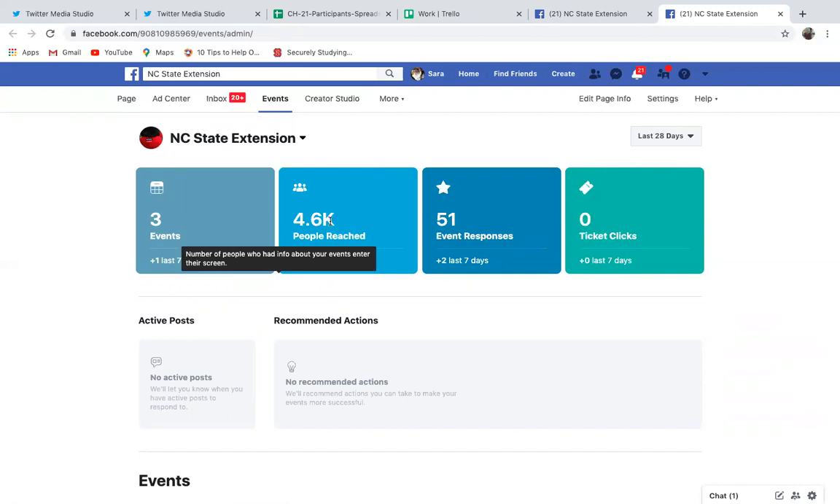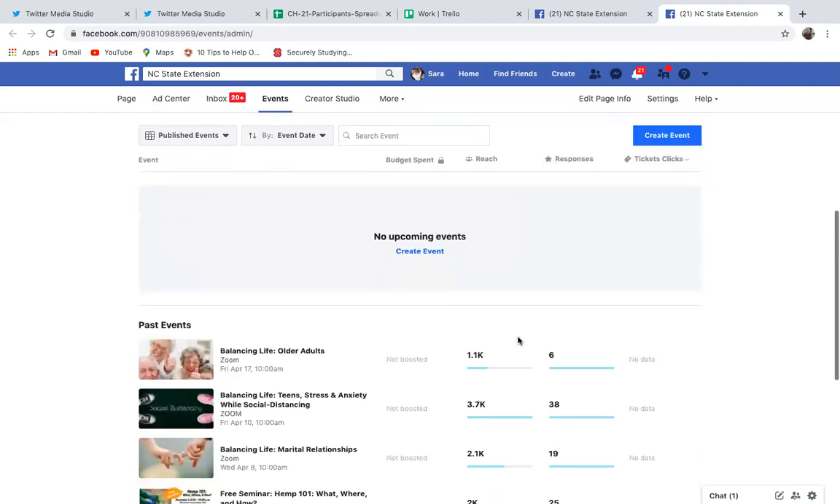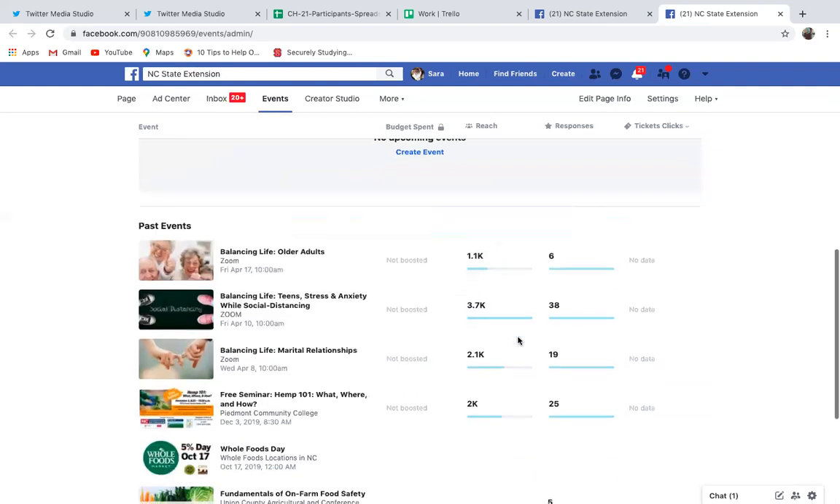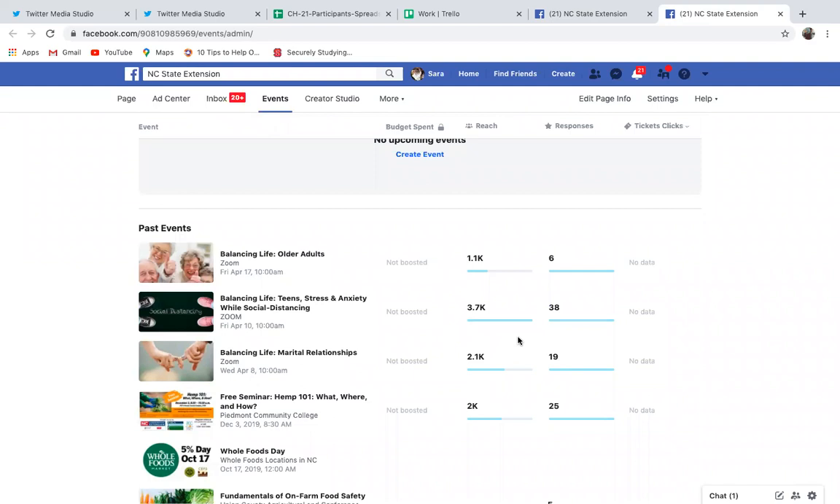You can look at how many people were reached overall in the events that you posted in the past 28 days, and how many event responses you got. If you set it up with a ticketing system, you can see how many ticket clicks you got, like if you have a link to Eventbrite or something like that. And then you can actually go through and see what your events were that you had posted. So this was a Zoom session. This was actually a partnership done.